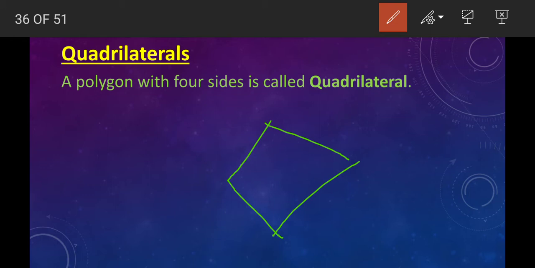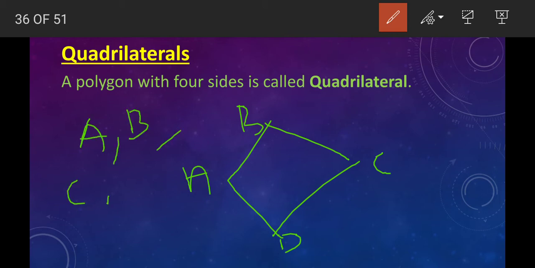Suppose I am taking the name as A, B, C, D. So here the sides are AB, BC, CD and DA. There are 4 sides in this polygon and 4 vertices, that is A, B, C and D. These are the 4 vertices, and the 4 angles are angle A, angle B, angle C and angle D. So a quadrilateral has 4 vertices, 4 sides and 4 angles also.